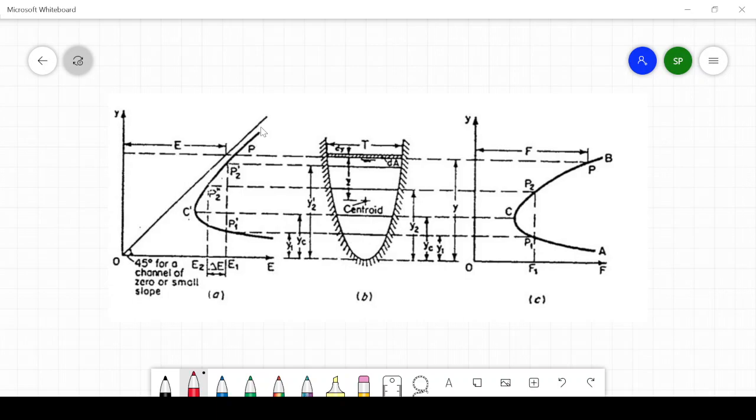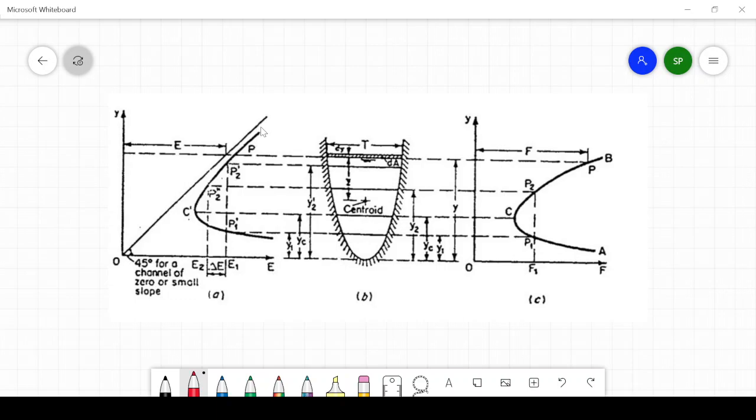Now, in specific energy also, we said in the last class about maximum specific energy at a given discharge. When will you get maximum specific energy at a given discharge? Where Froude number is equal to 1. At critical flow, you will get maximum specific energy for a given discharge, that we have discussed. Similarly, we have discussed maximum discharge at a given specific energy.